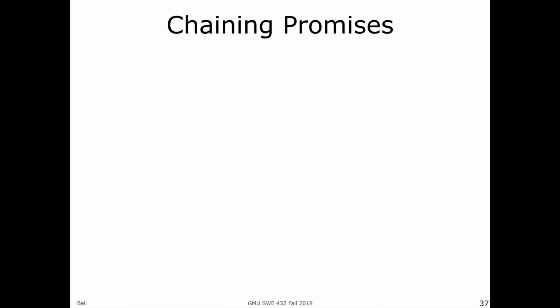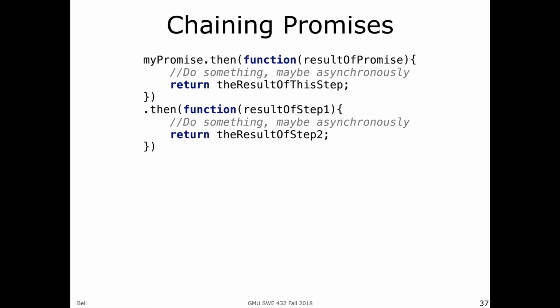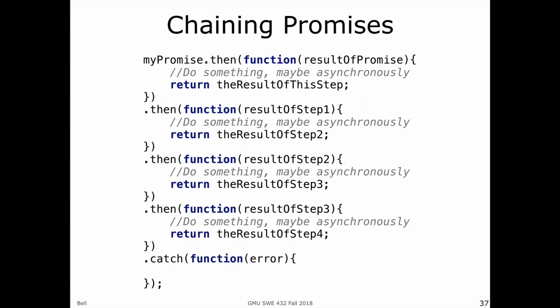So if we want to chain these things, you can say take this promise and then go off and do something, and then go off and do something else, and then go off and do something else, and so on and so forth, and then catch all of the errors. This would be the JavaScript code version of the diagram on the last slide.